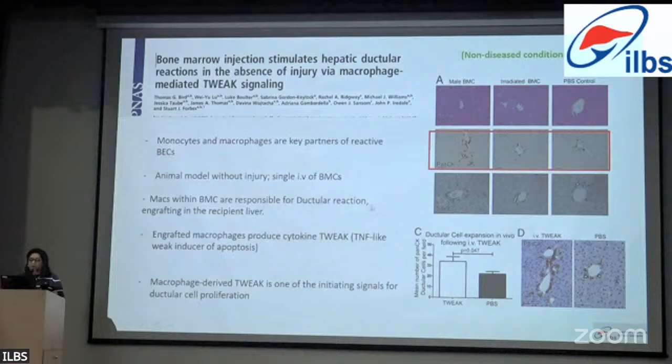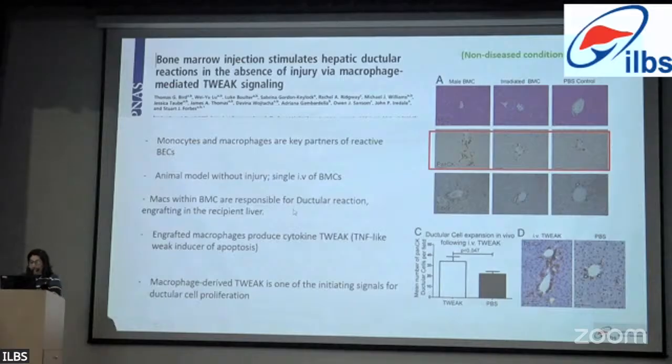Next, another steady state condition: it has been shown in a non-injury model that when they gave bone marrow derived cells in the animal model, these bone marrow cells carry macrophages, and these are responsible for the ductal reaction. Now, what do these macrophages secrete? They secrete a molecule called TWEAK, which is TNF-alpha-like weak inducer of apoptosis, and it is one of the initiating signals for ductal cell proliferation. So to keep the cholangiocyte in a silent or quiescent mode, these molecules were identified as important key players.